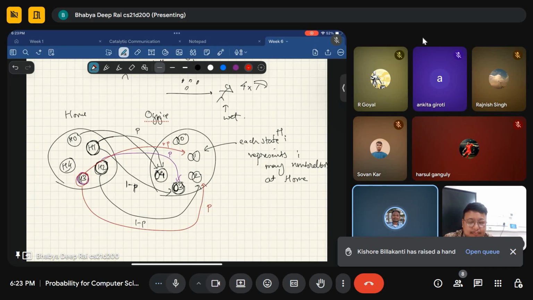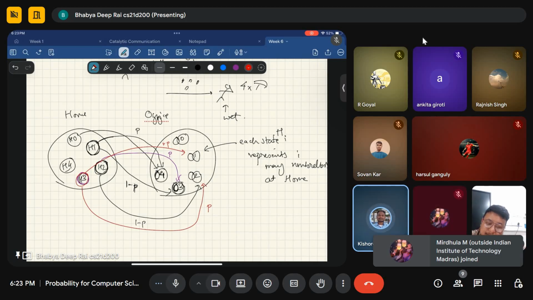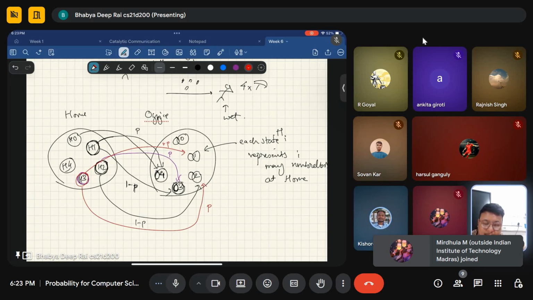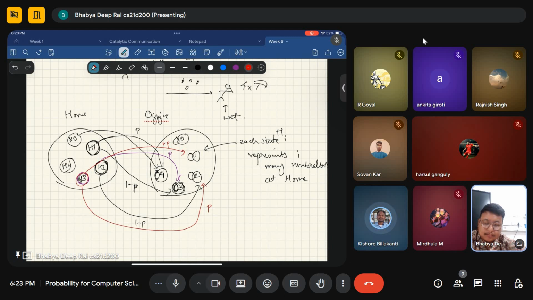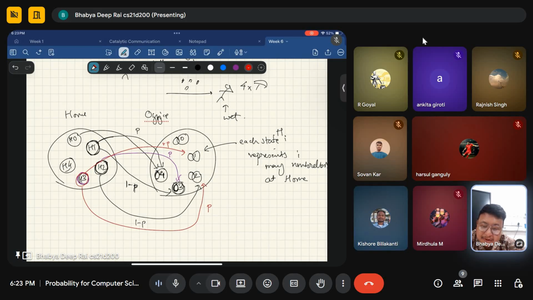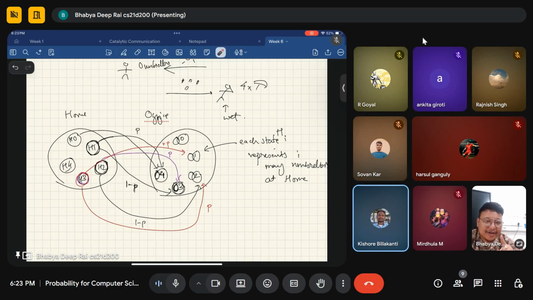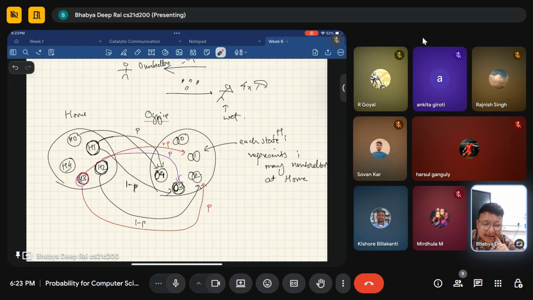See, let us suppose we take H3. With P probability, we go to O2. But when it is 1 minus P probability, we are going to O1. You are talking about which state? H3, yeah. So I'm going to reinterpret it again. Okay, that's fine.